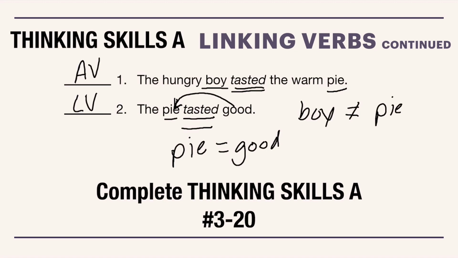So you're going to do thinking skills A, 3 through 20, looking at the italicized words in each sentence, and then determining if it is a linking verb or an action verb.